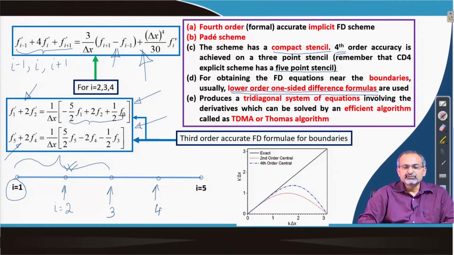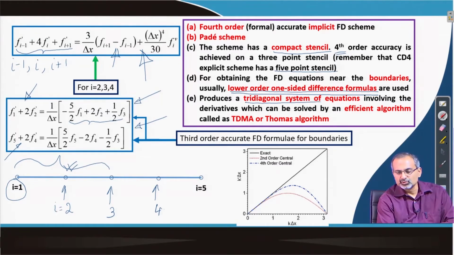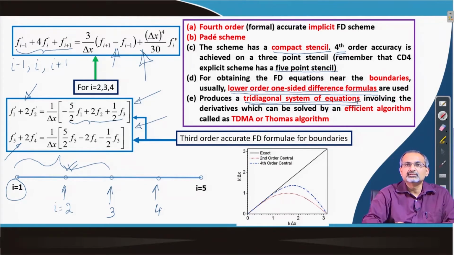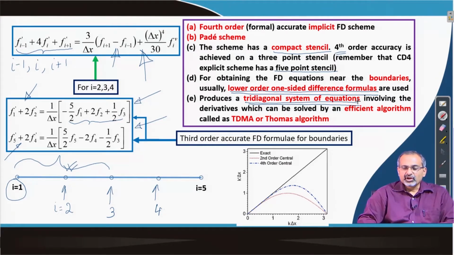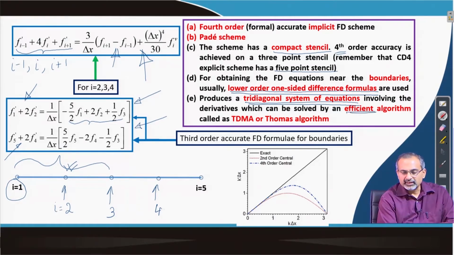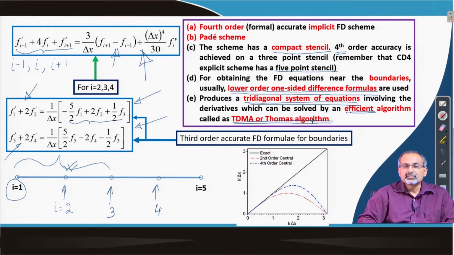This has an influence on the matrix representation of this system of equations. This kind of a structure would lead to what is called as a tridiagonal system of equations, when you try to write down these equations in matrix form. And this type of tridiagonal system is rather efficiently solved with an algorithm which is called as the tridiagonal matrix algorithm, abbreviated as TDMA or Thomas algorithm. We will talk more about this algorithm in a later lecture.